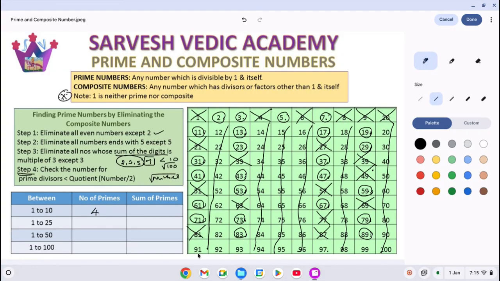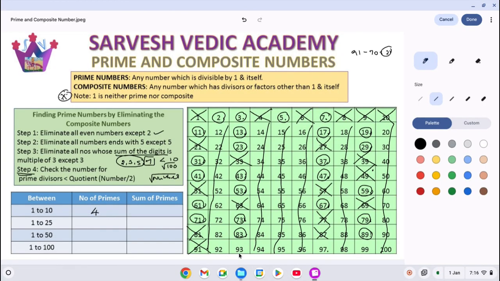When we go for 91, it's a crucial number. 9 plus 1 is 10, which is not a multiple of 3, but we can say that 91 is a multiple of 7. How can we check? 91 minus 70 is 21. Why are we subtracting 70? Because it is a multiple of 7. So the remaining 21 is a multiple of 7, so we can eliminate 91. This is not a prime number, we can eliminate it as a composite number.